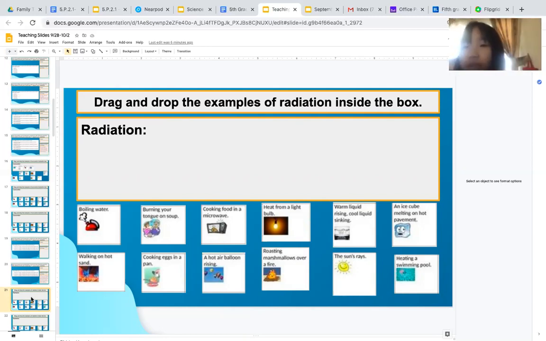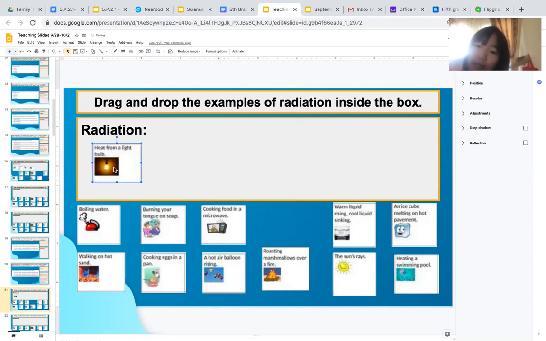I believe it's heat from a light bulb, because the light's rays are going. Yes, you are absolutely correct. Light travels in waves, light waves. So the light from the light bulb is radiation. Excellent job. All right, Cullen sent me all of his guesses in the chat. You are absolutely correctamundo.